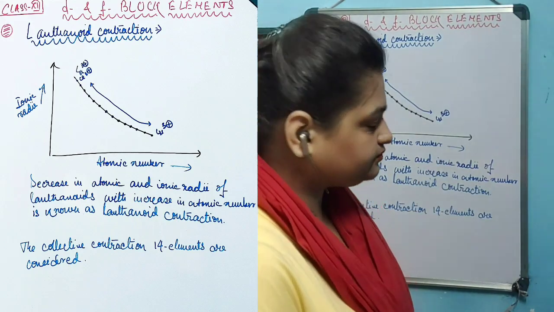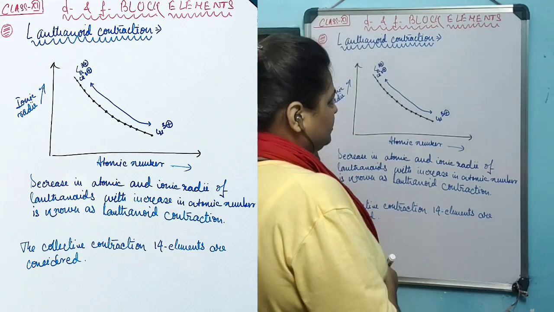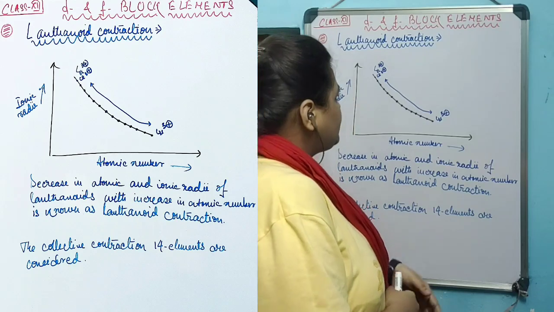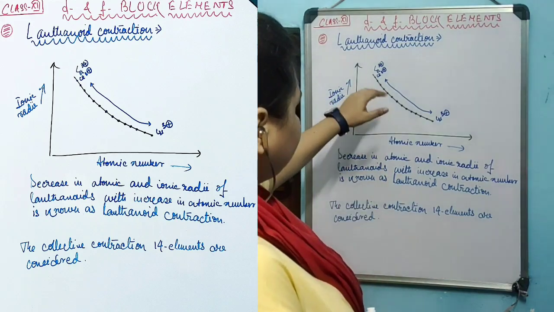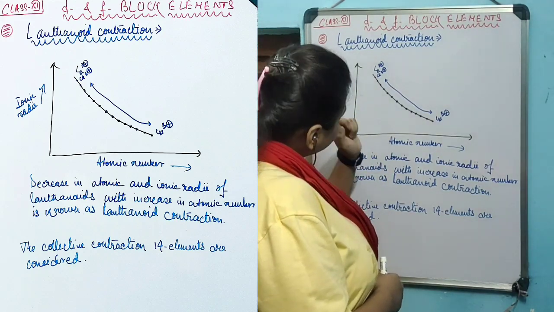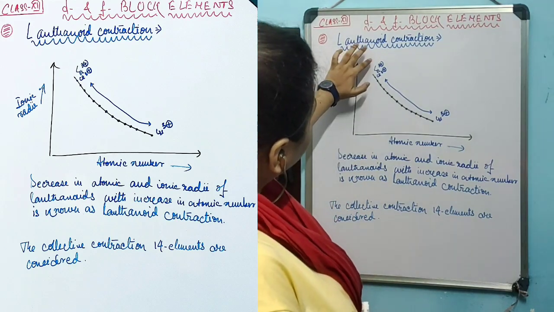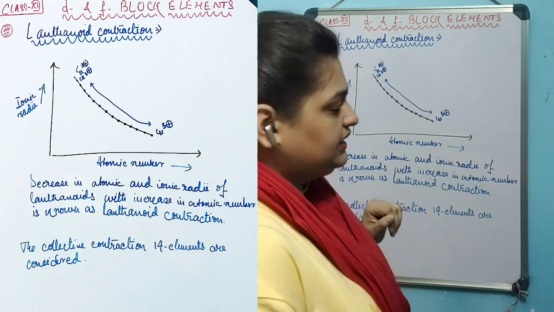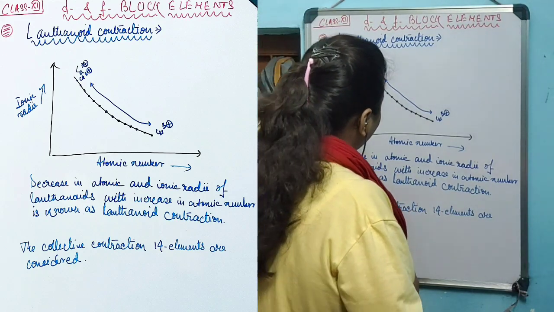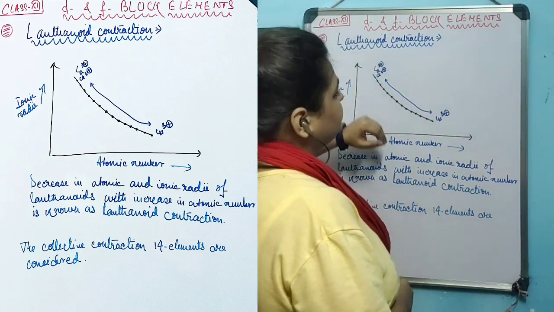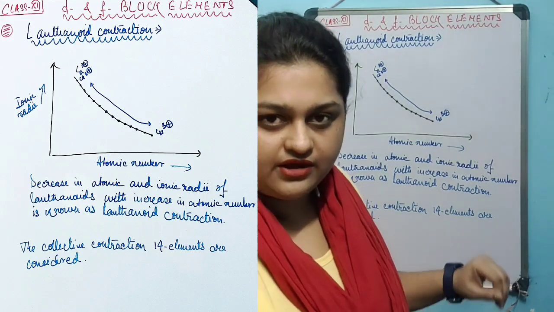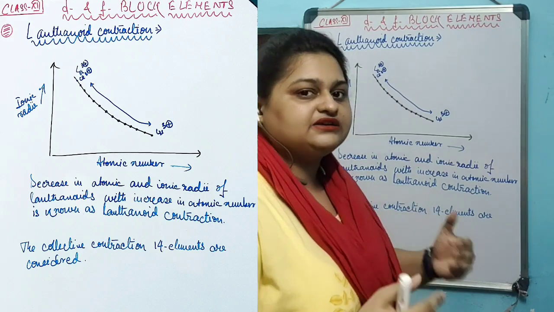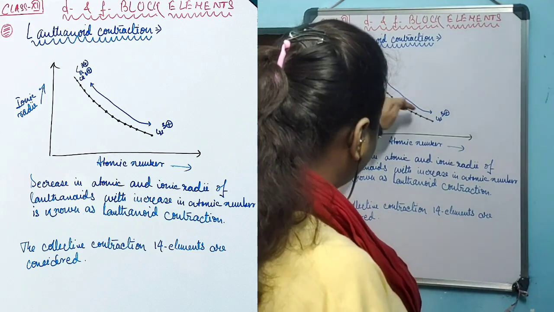This is the plot that I have drawn on the board. It is showing a decreasing trend in the +3 ionic radii of the lanthanoid elements. It is shown that lanthanum 3+ has the highest radius in the series, and there is a steady decrease of ionic radii in the +3 oxidation state from lanthanum to lutetium.